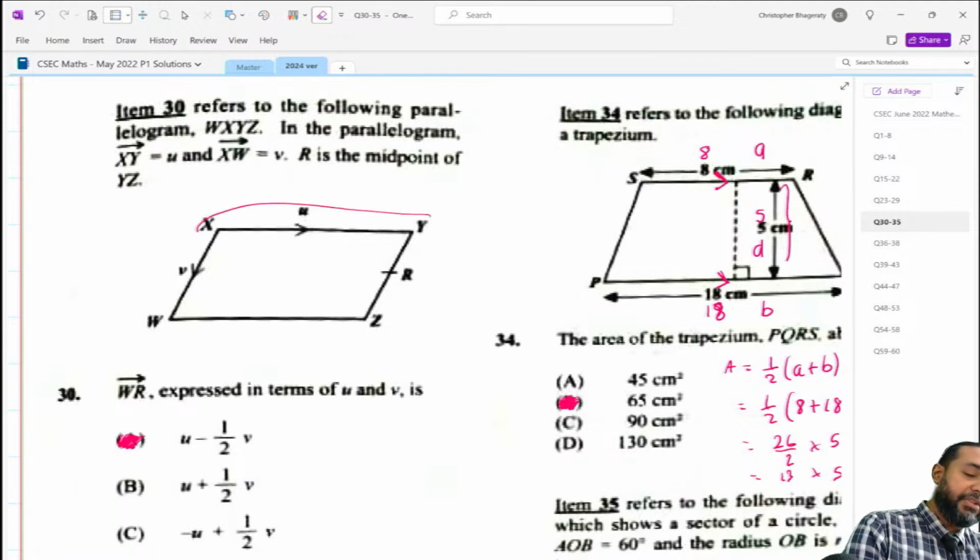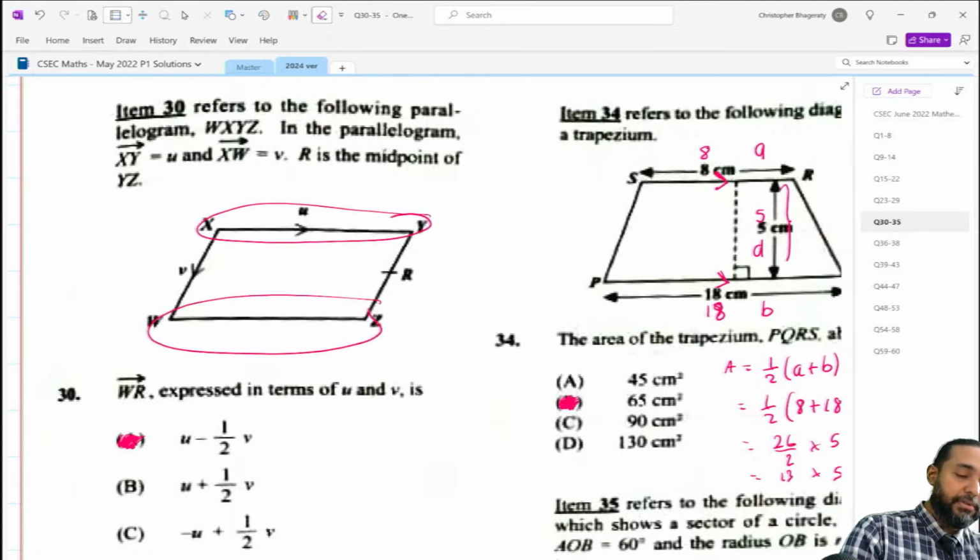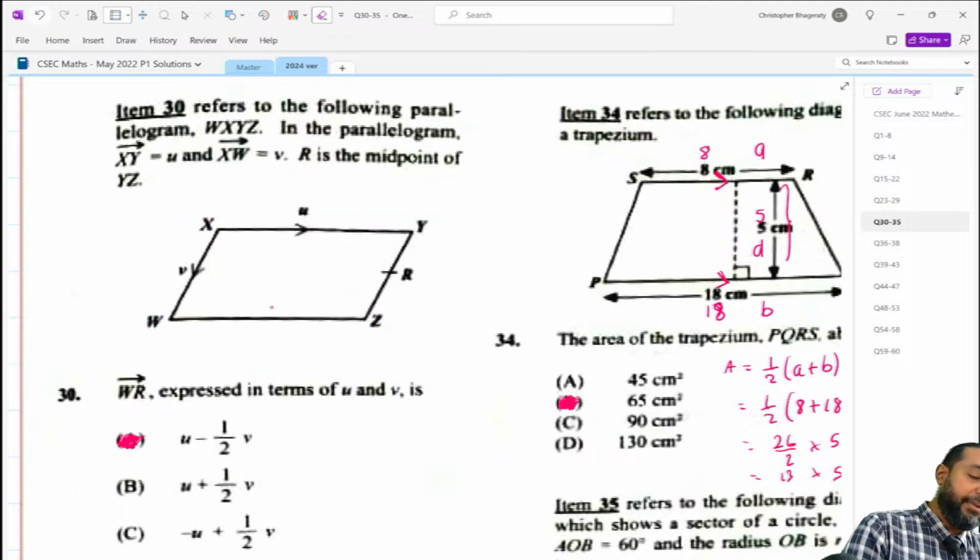What that means is that XY and WZ are opposite sides, and they are not just parallel, but parallel and equal. So it means that the vector along WZ is the same as the vector along XY, which is u.